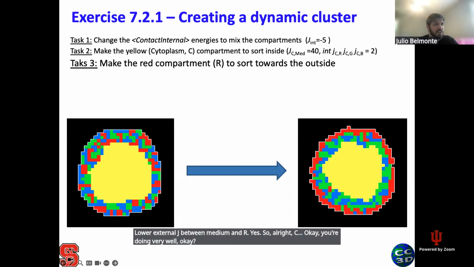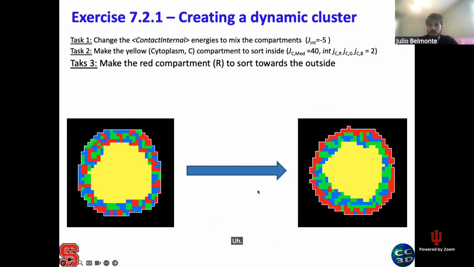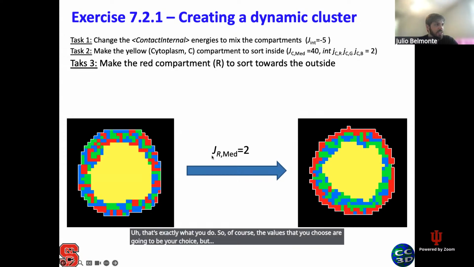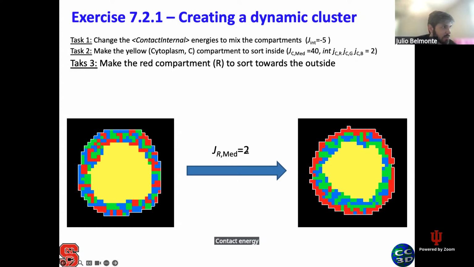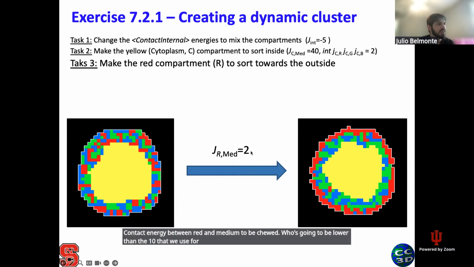Alright, you're doing very well. That's exactly what you do. Of course, the values that you choose are going to be your choice, but if I choose my external contact energy, the big J here, between red and medium to be 2, which is lower than the 10 that we use for everything else, then the red goes to the outside.